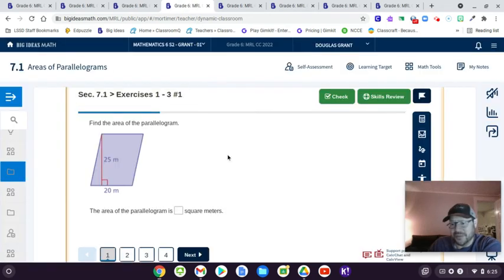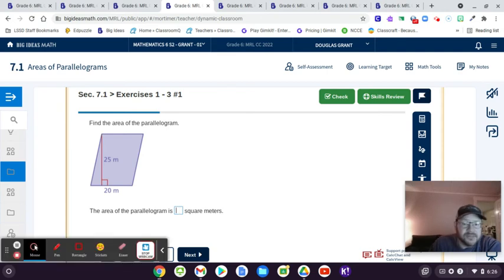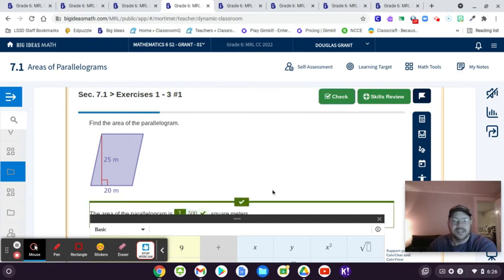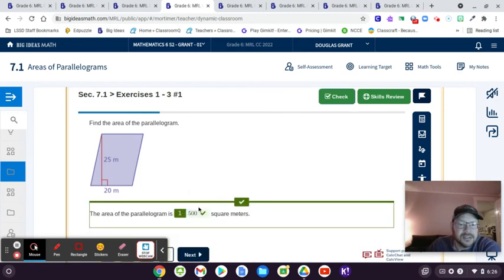You'll be on your own for these, and then we'll go over them. Okay, so for this one right here, what is the area for this parallelogram? The base is 20 and the height is 25. You do 20 times 25. I get 500 square meters. Let's check it. Yay, that's right. All right, so let's go to this next one.